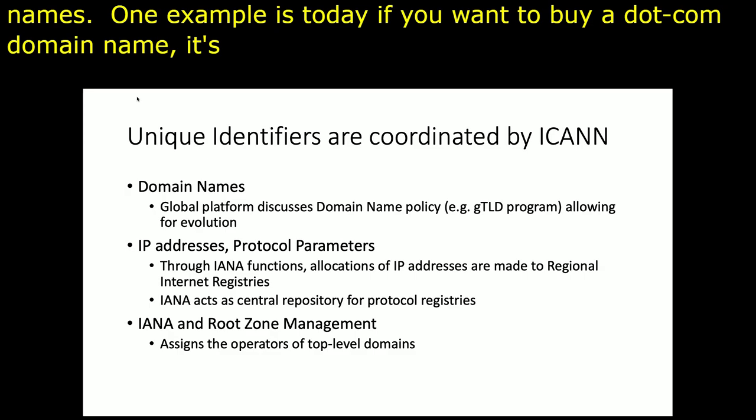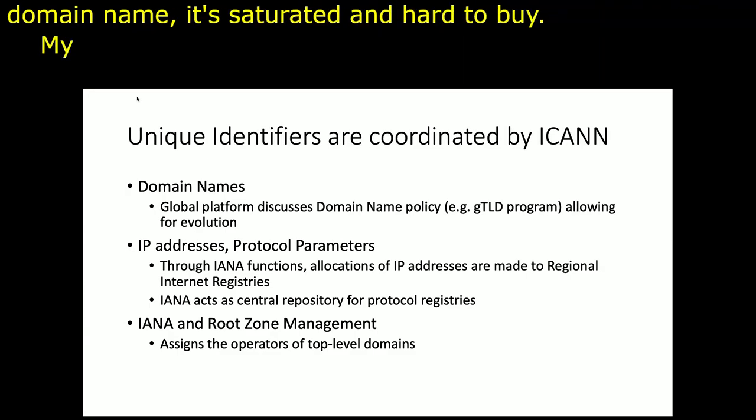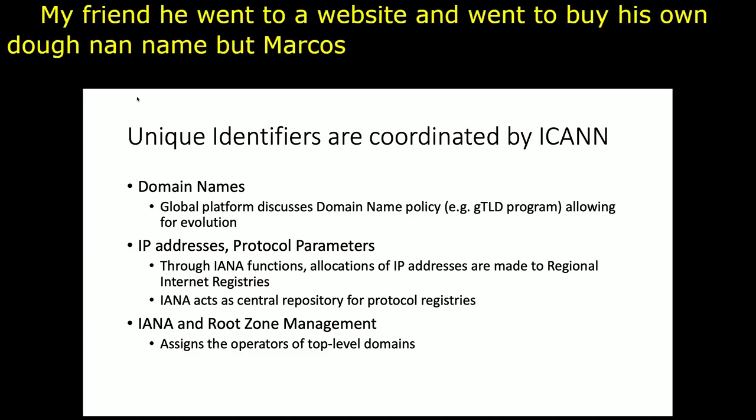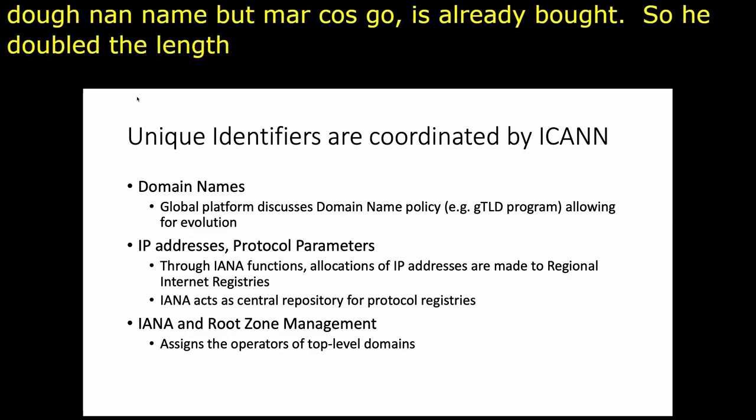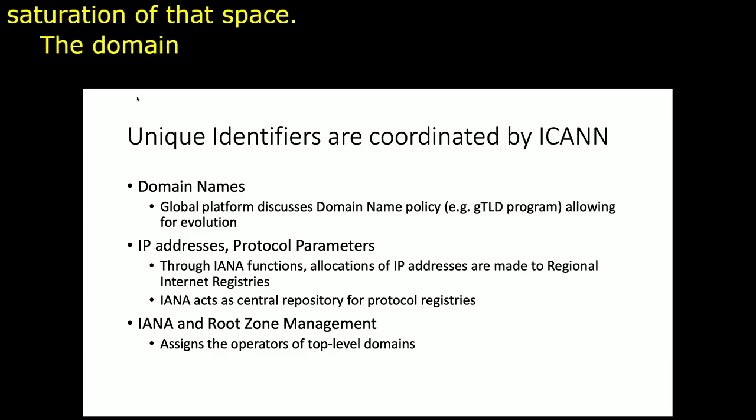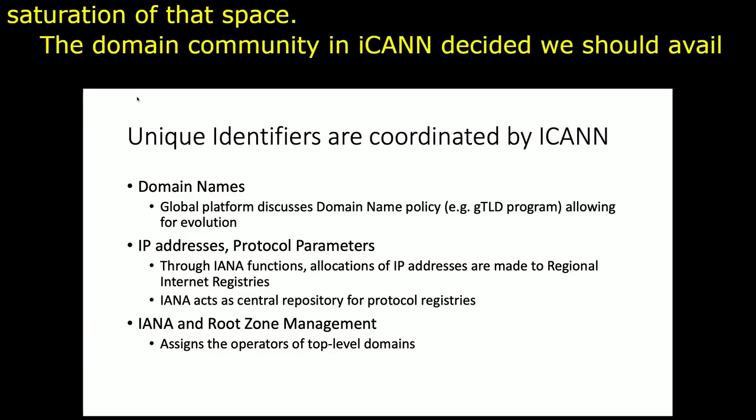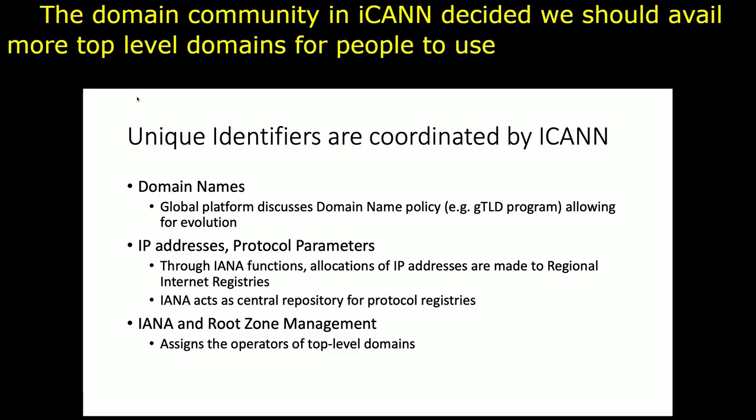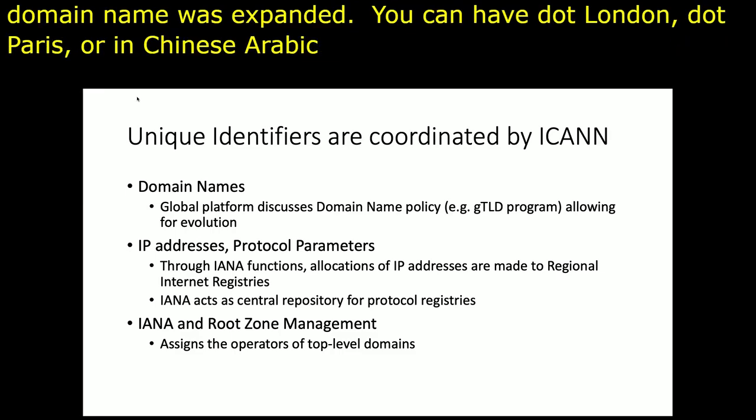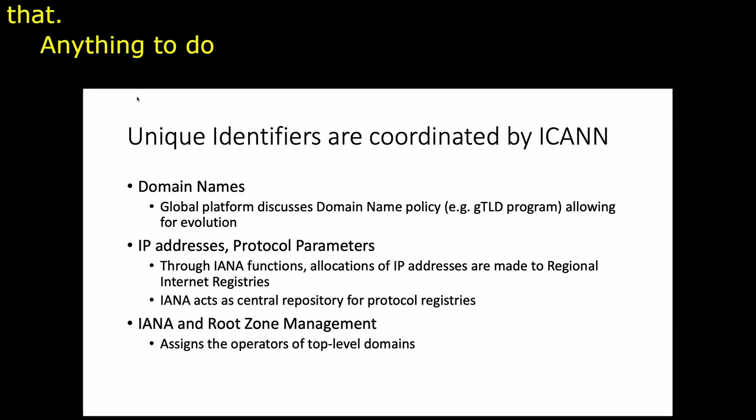I use this example. My friend, his name is Marcus Go, he wanted to set up his own website, so he wanted to buy his own domain name. But Marcus Go is already bought, so he bought a domain name called MarcusGo.com, double the length. It's quite funny, but that talks about the saturation of that space. So the domain name community in ICANN decided that we should make more top-level domains available for people to use. So in 2012, the domain name system was expanded. So you can actually have domain names like .london, .paris, even domain names in Chinese, Arabic, Cyrillic scripts. That's the expansion of that. So anything to do with domain names, policy is discussed at ICANN.